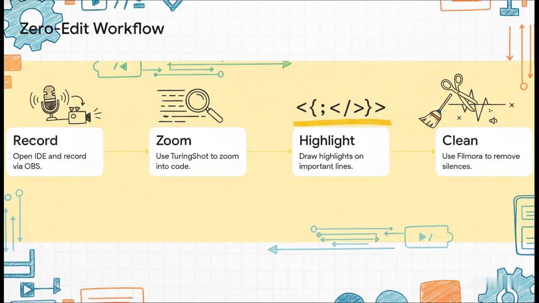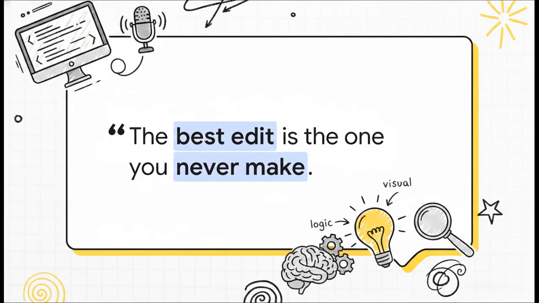Then when you're done, just drop the file into Filmora. Use their silence detection feature to automatically chop out the dead air where you were typing or thinking. Boom, you just saved hours of manual editing. To quote a veteran screencaster, the best edit is the one you never have to make. When you're making educational content, your entire focus should be on teaching the logic and keeping things visually clear. You really don't need fancy motion graphics or crazy post-production to be a phenomenal teacher.